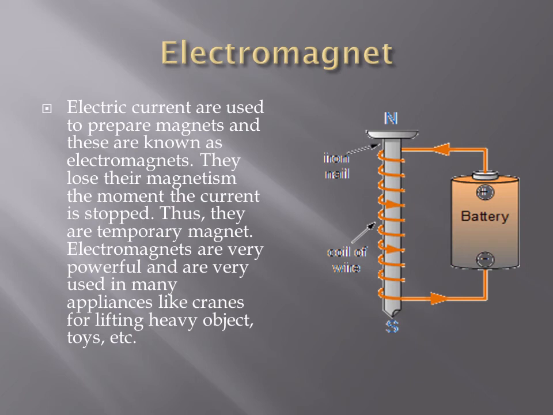Electromagnet. Electric currents are used to prepare magnets, and these are known as electromagnets. They lose their magnetism the moment the current is stopped. Thus, they are temporary magnets. Electromagnets are very powerful and are used in many appliances like cranes for lifting heavy objects, toys, etc.